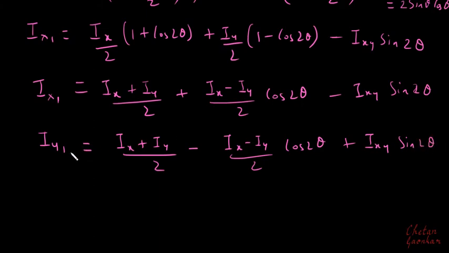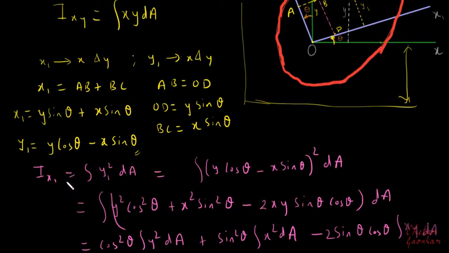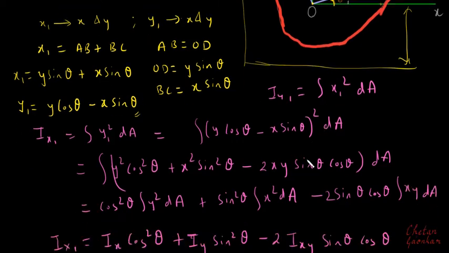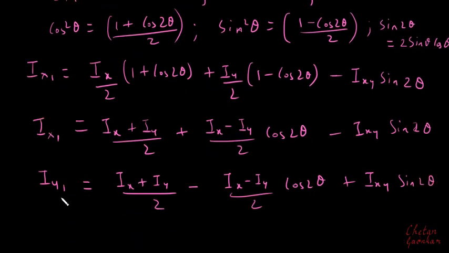We can try this derivation to derive this expression for Iy1. Only thing is, now you will have to consider this Iy1 as the integral of x1 square dA, where you need to substitute x1 as y sine theta plus x cos theta, and if you do that and simplify it like this, you should be able to derive this expression for Iy1. I will call these expression 1 and expression 2.